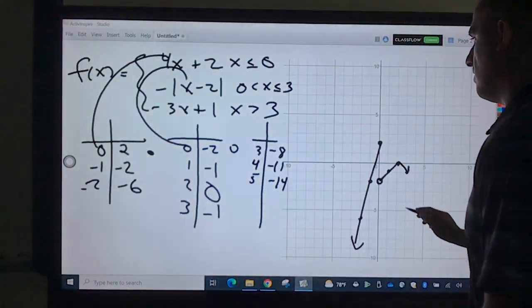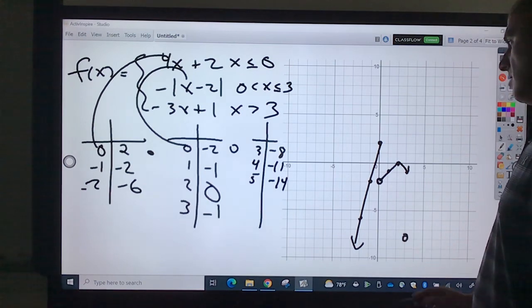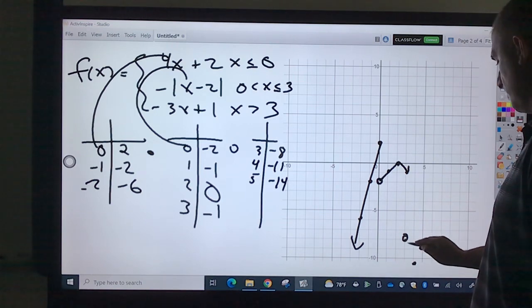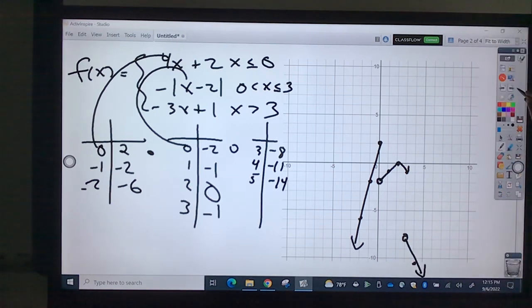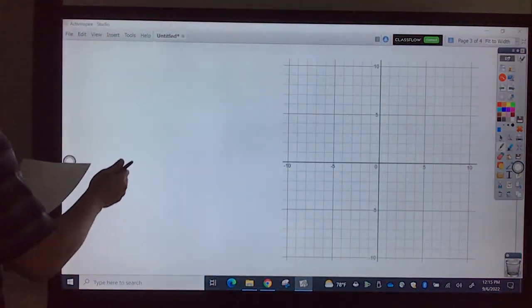So 3 over, all right, this would be -8 down would be here. 4, -11 would be down here, and so on. So this graph would look like that. Okay, I'm gonna do the 2 that I'd give you to practice, just so you can see 2 more.